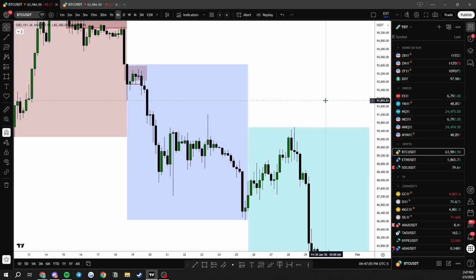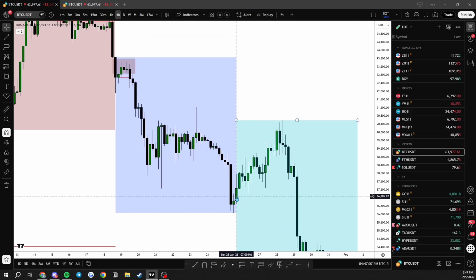Okay, candle 4, let's see. Change in state of delivery, no. Change in state of delivery, no. Change in state of delivery, no. Change in state of delivery, yes. Right? Up close candle gets closed below here, can enter right there or wait for the retest.